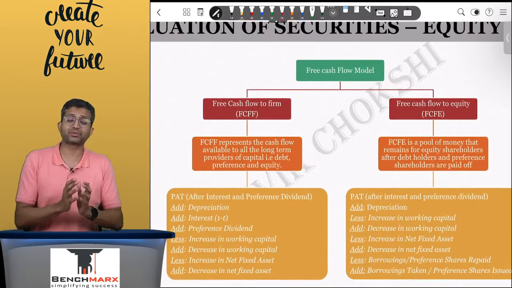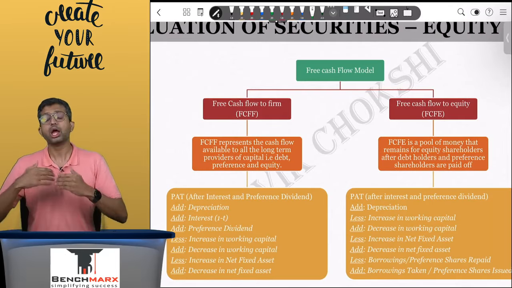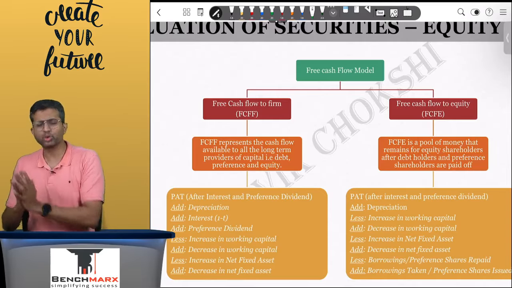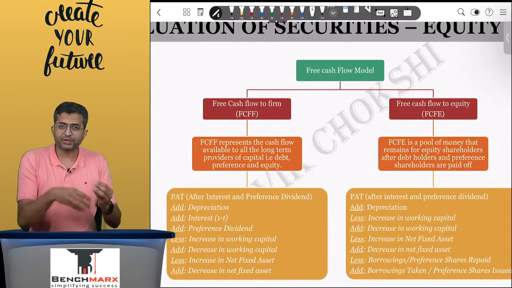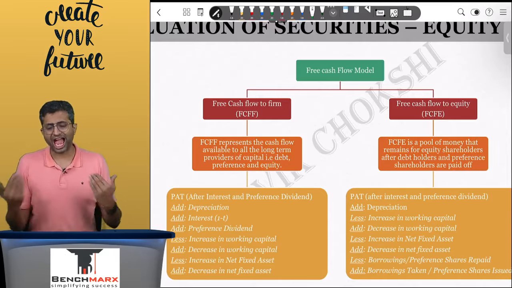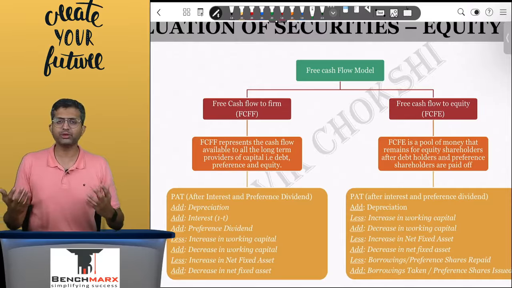If the providers of capital are debt and equity both, we say that this is free cash flow to the firm. If the providers of capital are considered to be only equity, we say it is free cash flow to equity. Now instead of taking dividend, we can take free cash flow, and using free cash flow we can find the value. Now how will we find the free cash flow?